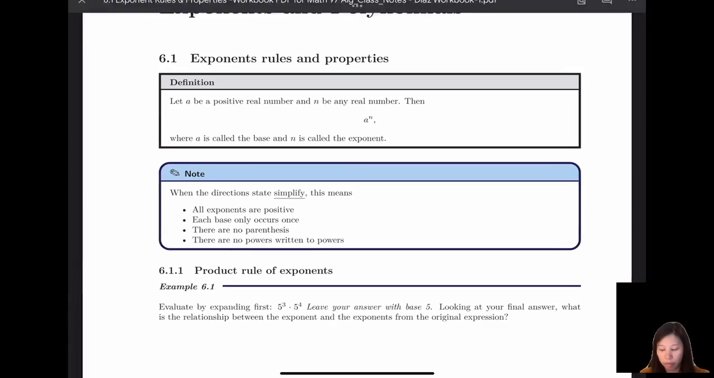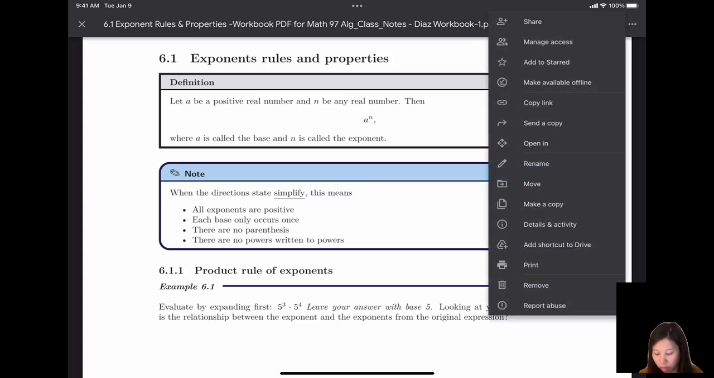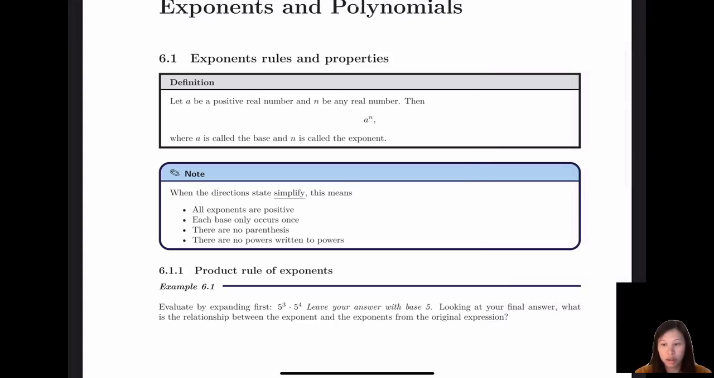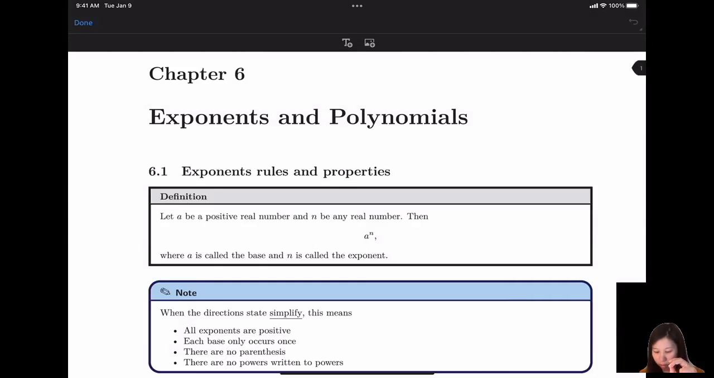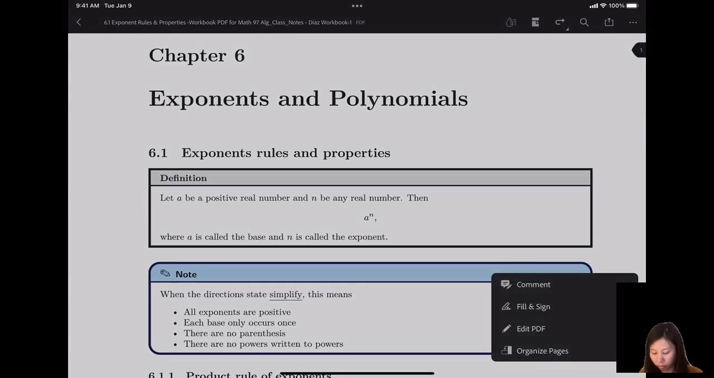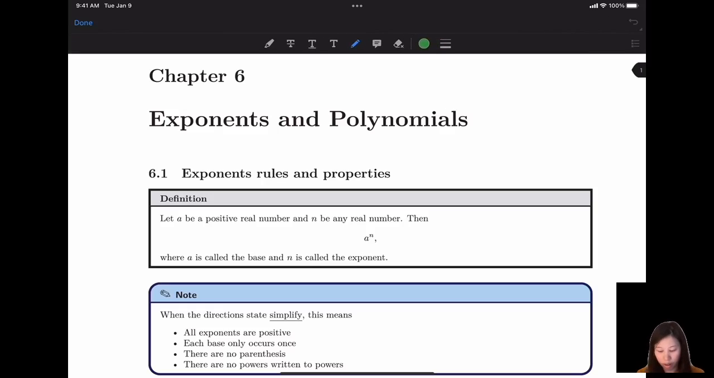That means you have multiple a's multiplied together, n times in total. So for example, if n equals 3, that means a cubed is equal to a times a times a, 3 a's multiplied together.